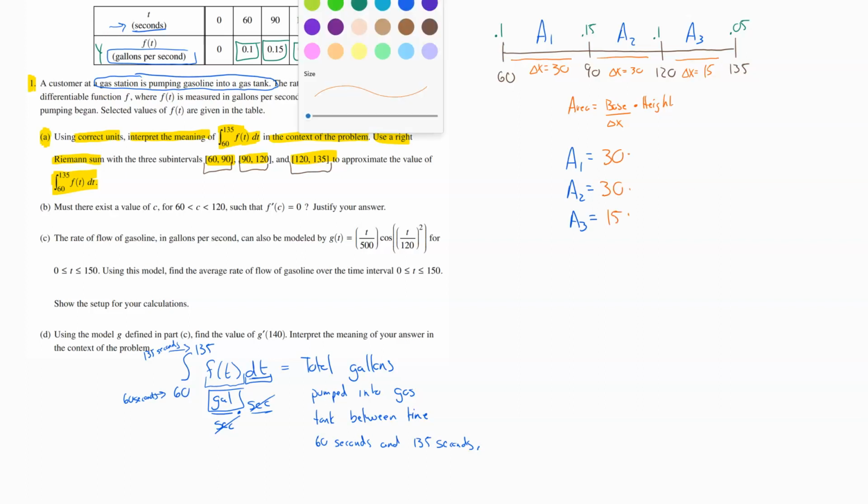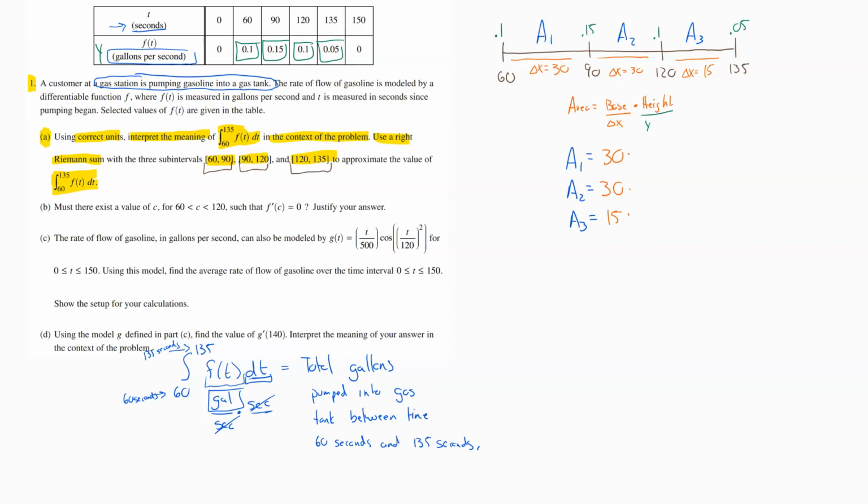And then I'm going to multiply those by the heights. Well, the heights come from the y value off of the interval. These are going to be right-hand sums, so we want the right endpoint off of every interval. So looking at A1, you've got two choices: a left endpoint and a right endpoint. We want the right endpoint, so we'd multiply that by 0.15. On A2, you've got a left endpoint, you've got a right endpoint. You want the right endpoint, so you'd multiply that by 0.1. And then on A3, left endpoint, right endpoint, the right endpoint is 0.05.